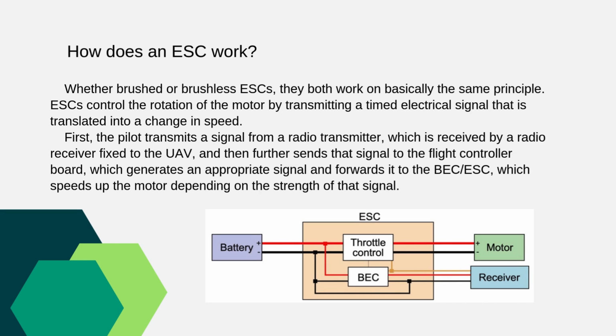ESCs control the rotation of the motor by transmitting a timed electrical signal that is translated into a change in speed. First, the pilot transmits a signal from a radio transmitter, which is received by a radio receiver fixed to the UAV, and then further sends that signal to the flight controller board, which generates an appropriate signal and forwards it to the BEC/ESC, which speeds up the motor depending on the strength of that signal.